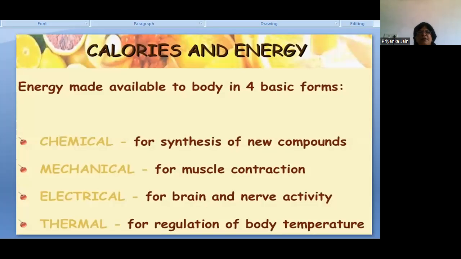Now, energy is made available in the body in four basic forms: chemical, mechanical, electrical, and thermal. Chemical is for synthesis of new compounds, mechanical for muscle contraction, electrical for brain and nerve activity, and thermal is usually for regulation of body temperature and maintaining metabolic levels.